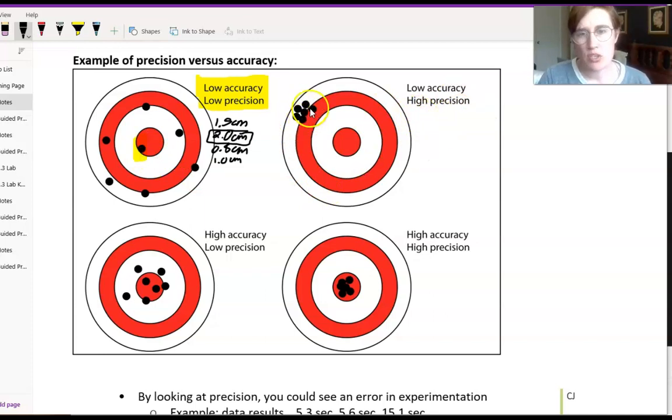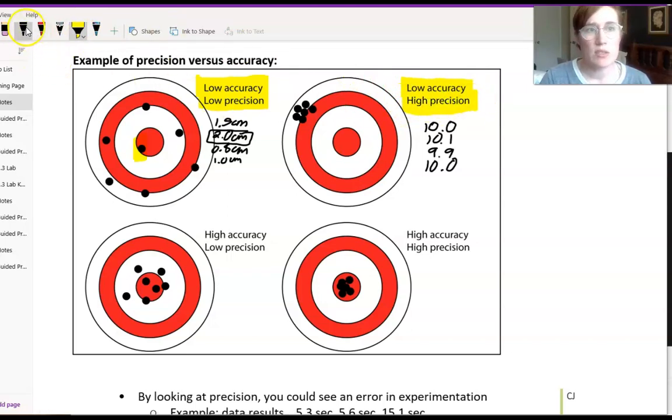Here you can see all the data points are very close together, even though they're not near the target. So this would be like if I measured the penny and it was 10 centimeters, 10.1 centimeters, 9.9 centimeters, and another 10.0 centimeters for the penny. Those are very close together, very precise, but they are inaccurate because the penny, like we said, was 2 centimeters. And so it's nowhere near the correct value. So we would call this low accuracy, not near the actual value, and high precision.